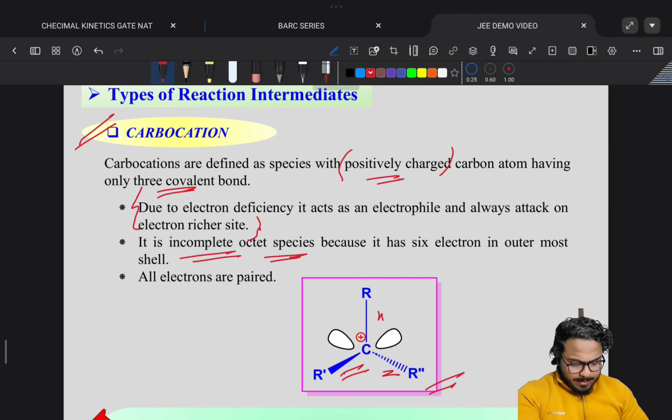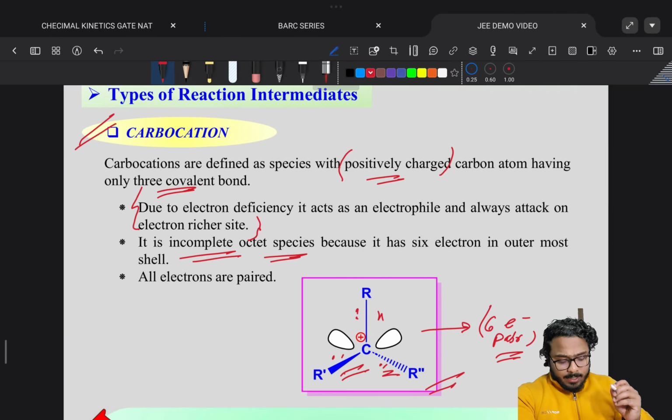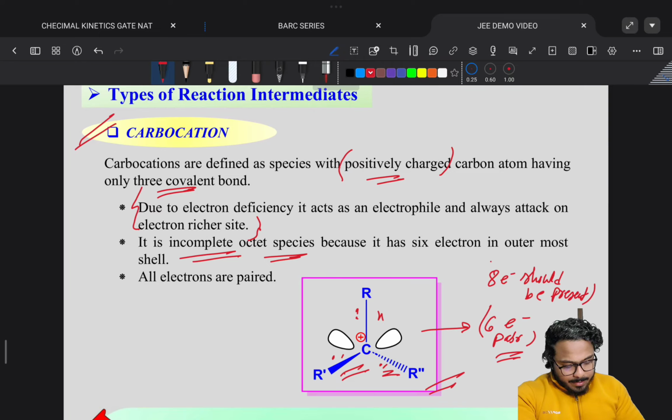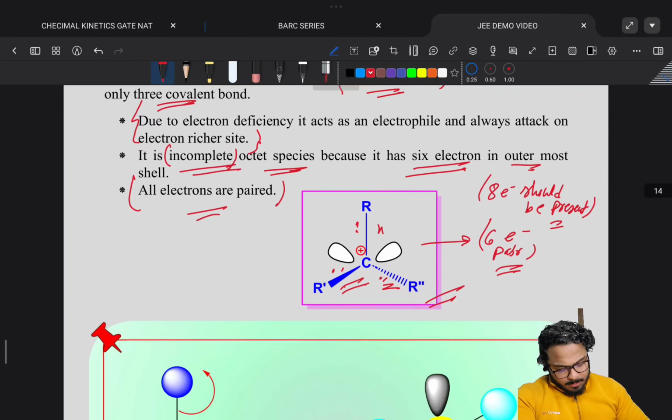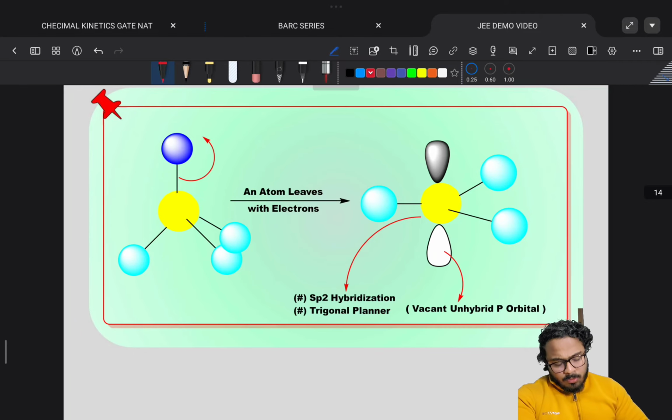As you can see here, three covalent bonds. So here two electrons, here two electrons, and here two electrons. So six electrons are present, but by the octet rule, eight electrons should be present. Here two electrons are missing. That's why I wrote that it is an incomplete octet species. It has six electrons in the outermost shell. Okay, so all electrons are paired electrons. So this is how the carbocation is formed. This is the basic structure.